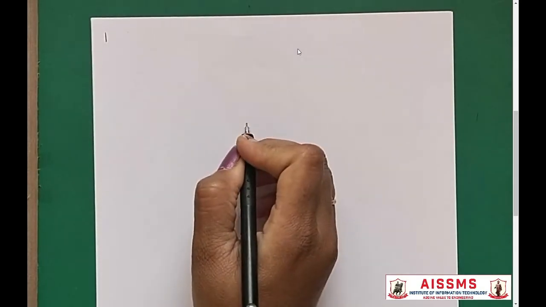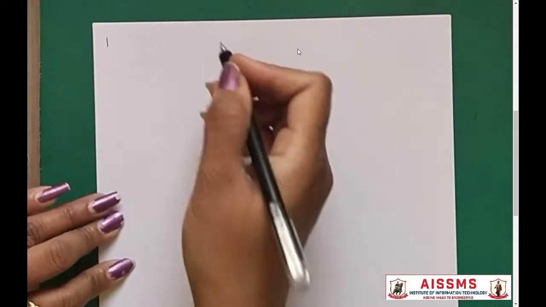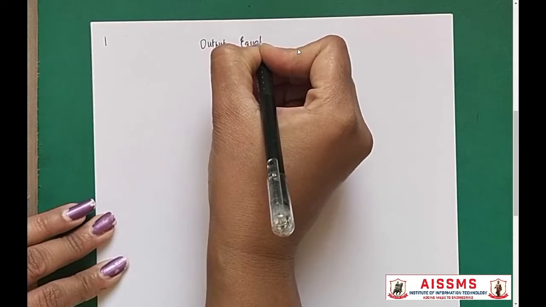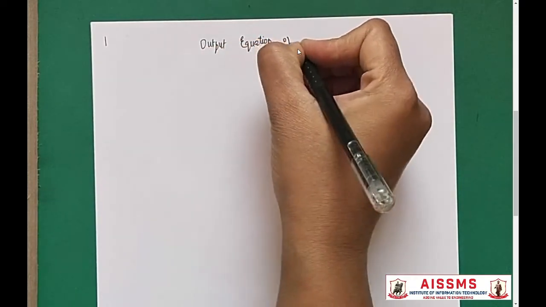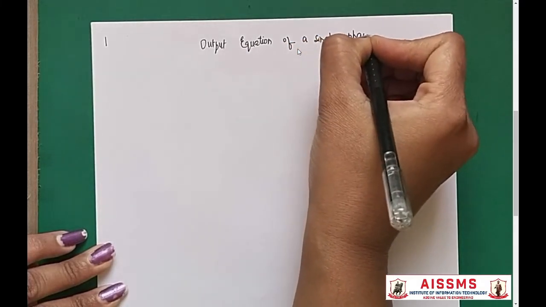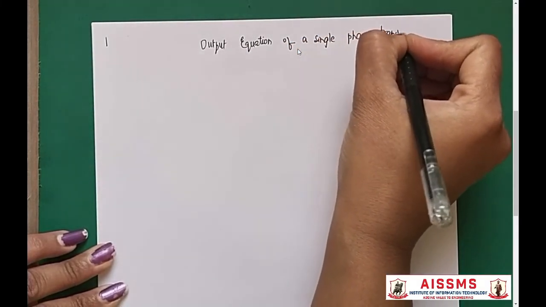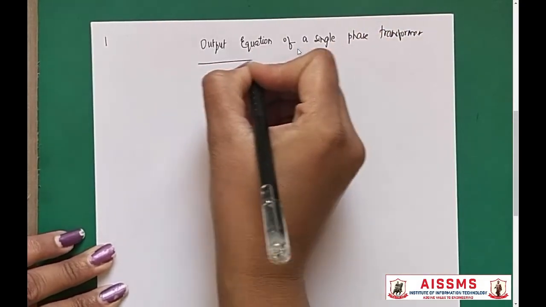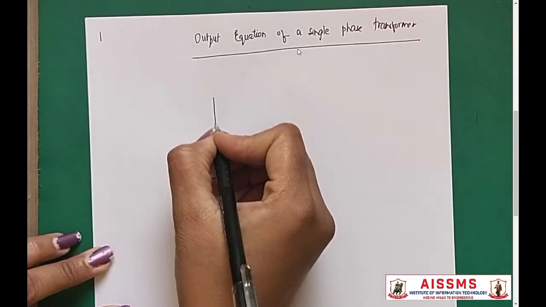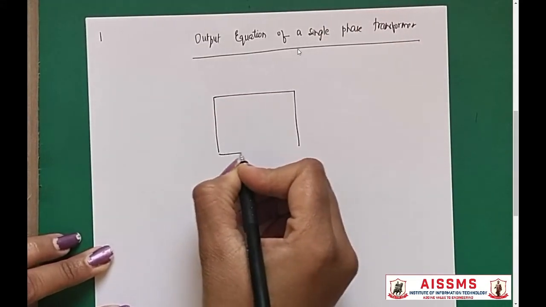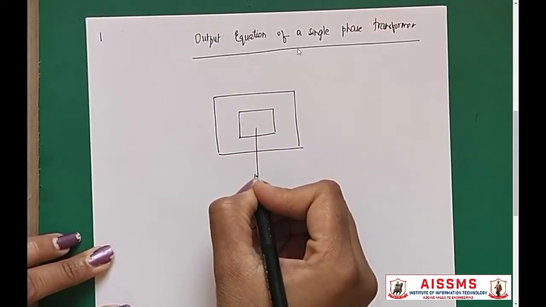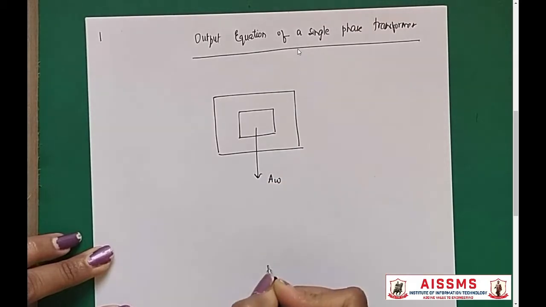Good morning, students. Today we will see the output equation of a single phase transformer. First, let us understand some terms related to it. If I draw the schematic for a single phase transformer, this is the area of the window.